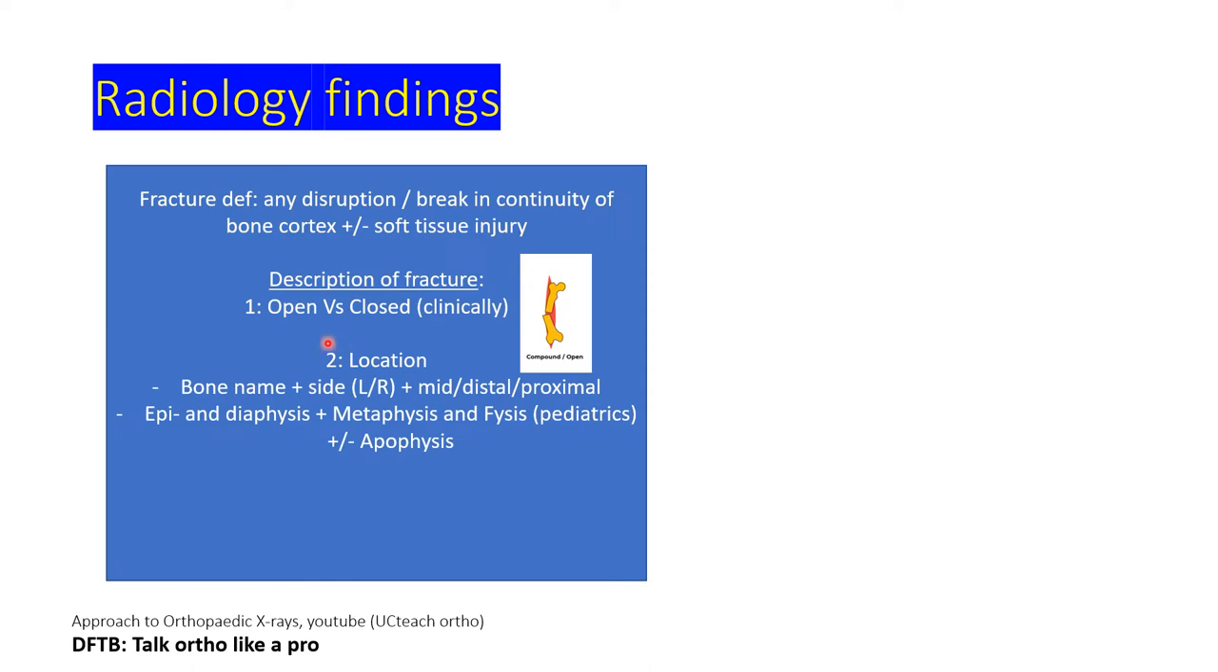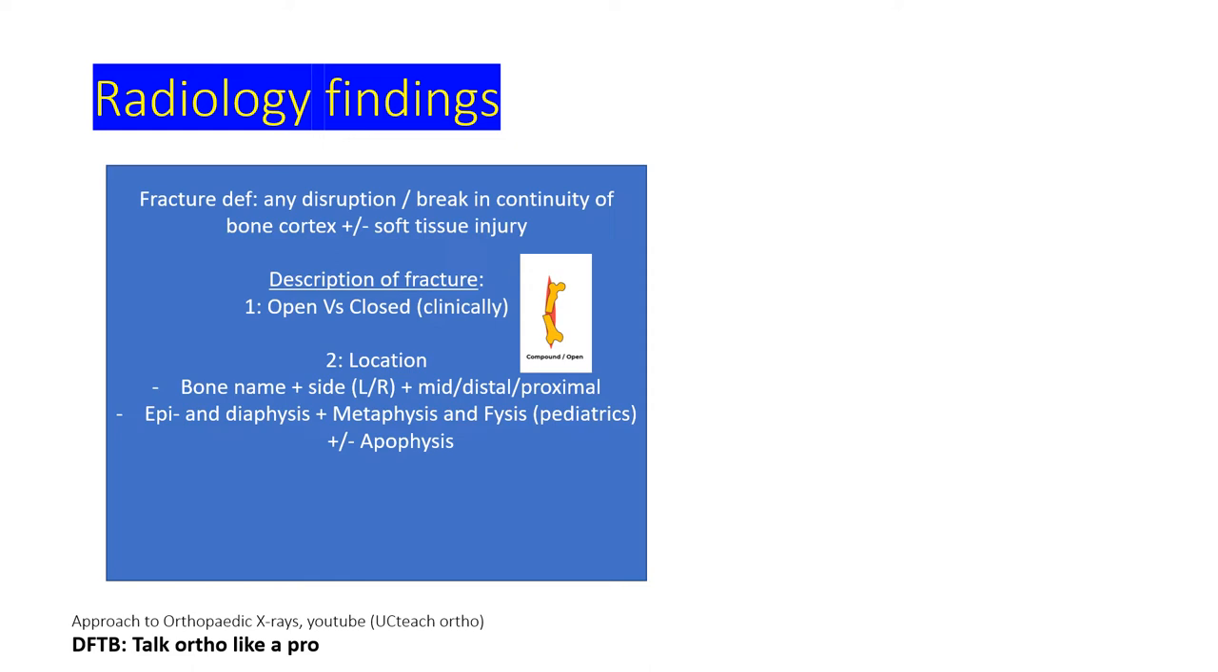Then the location, and you need to locate where, like the bone name and the site. Whether it's the mid, distal, or proximal. So you'll say, well, this is a distal right-sided humerus fracture. And then you might want to talk about whether it's an epiphysis, diaphysis, metaphysis, or physis in pediatrics especially, or an apophysis.